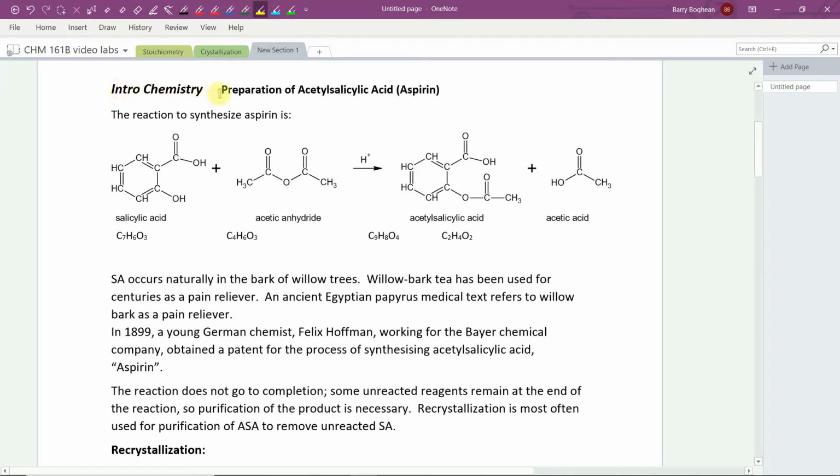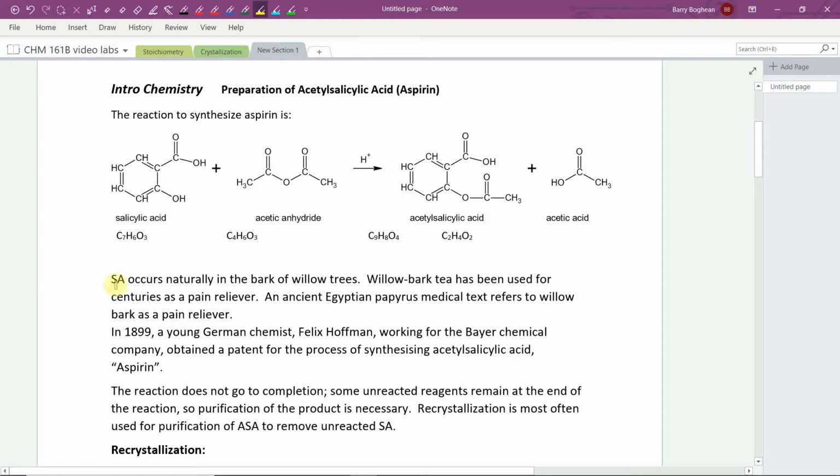Intro chemistry, preparation of acetyl salicylic acid, commonly known as aspirin. Here's the reaction equation. Salicylic acid reacts with acetic anhydride, which is anhydrous acetic acid, in the presence of an acid catalyst, we will use phosphoric acid, producing acetyl salicylic acid and acetic acid byproduct. For expedience, I may refer to salicylic acid simply as SA and acetyl salicylic acid as ASA or aspirin.